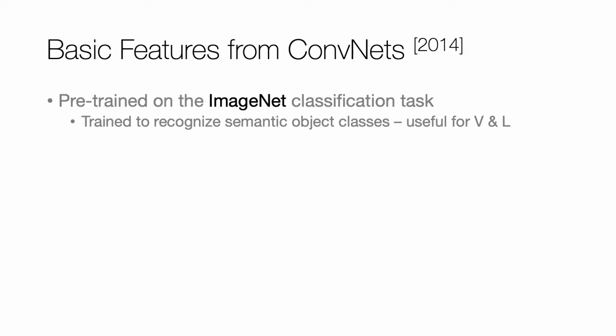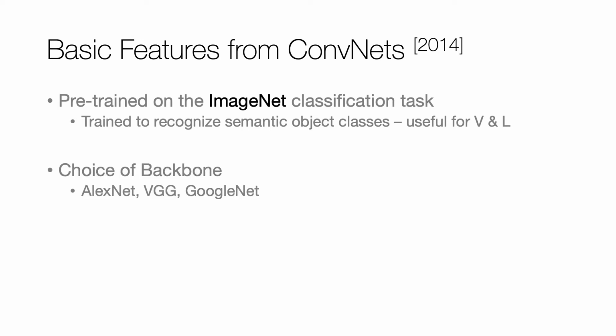And typically, one would like to take a pre-trained network from the ImageNet classification task. Because it is trained on classifying object classes, intuitively it could help high-level recognition tasks or reasoning tasks like vision and language. And for backbone, one can choose AlexNet, VGG, or GoogleNet, as they have already shown good performance on ImageNet classification and are publicly available.